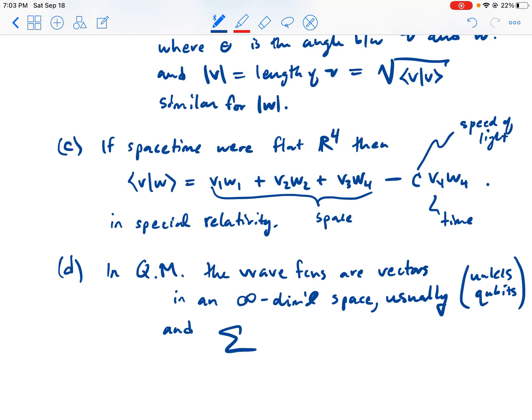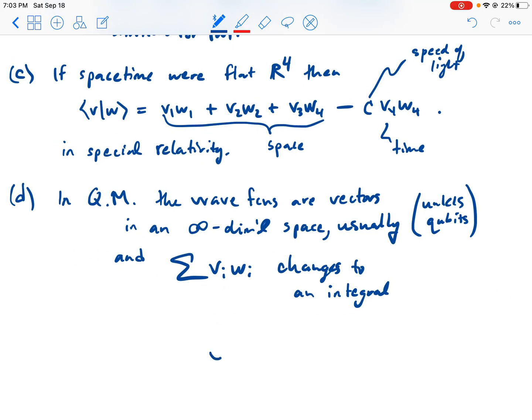And the sum of the vi wi changes to an integral. And what's the integral? Well, usually it's something like the integral of v of x times w of x, where x varies all over space. And then this sum changes into an integral. And when we learn what integrals are, which you've already learned in Calc 1, an integral is sort of like a sum. It's like an infinite version of adding things. And instead of the components of the vector, we have infinitely many components, like the values of a function.